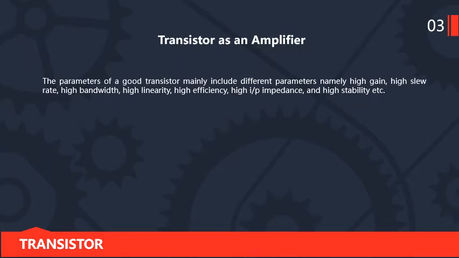The parameters of a good transistor mainly include high gain, high slew rate, high bandwidth, high linearity, high efficiency, high input impedance, and high stability, etc. So these are the parameters for a good transistor.